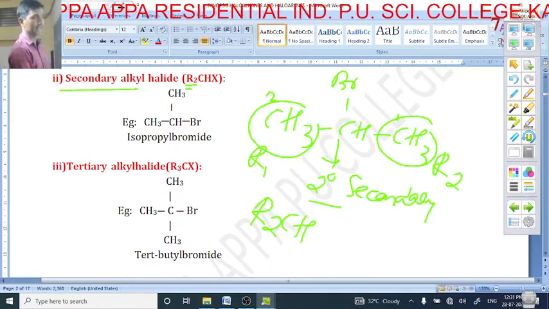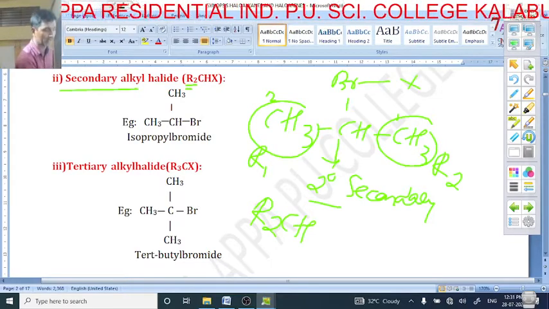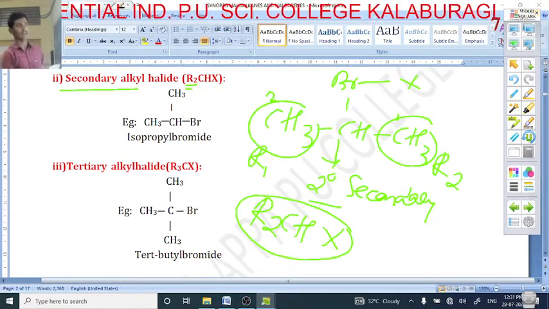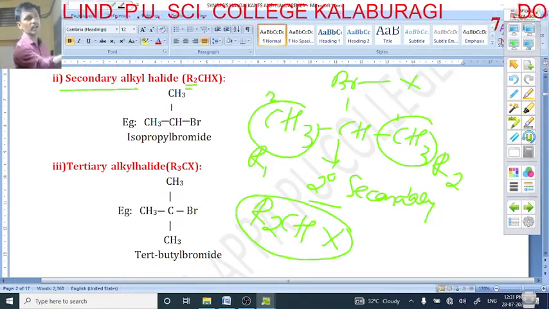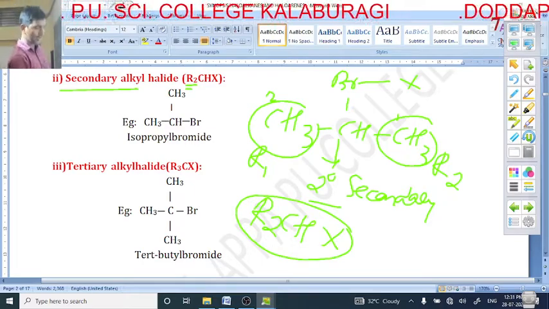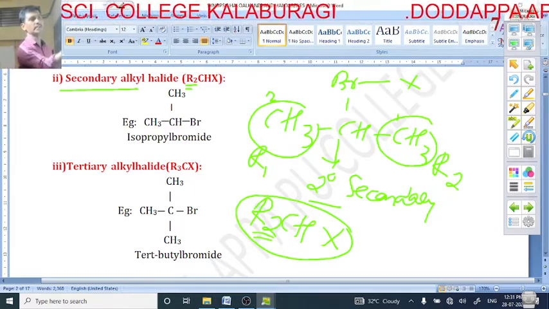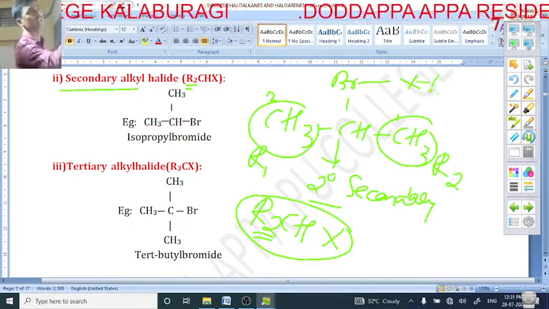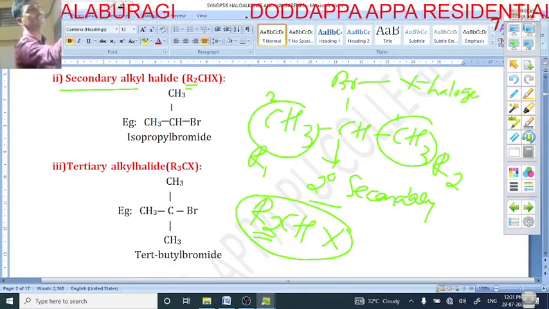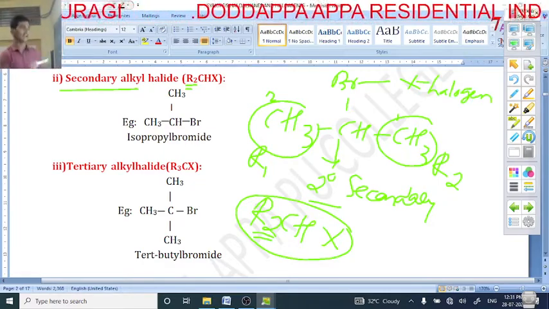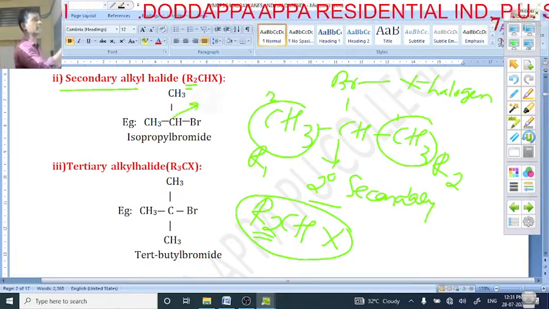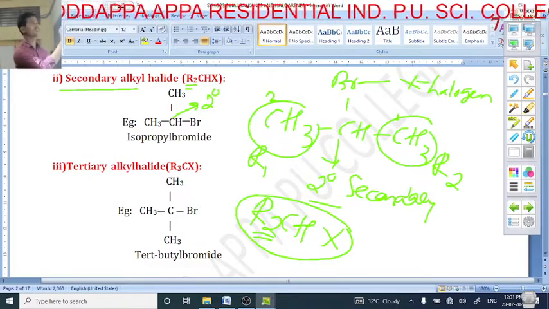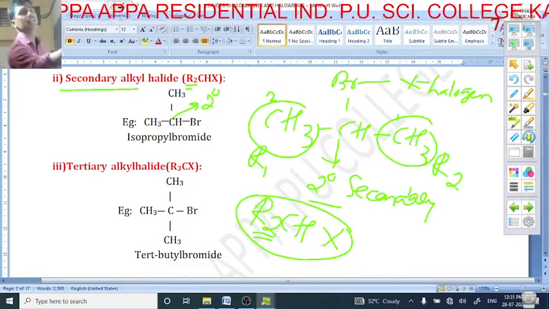This is CX and this is CH. Br is called X. This is R1, CH3 is R1, another CH3 is R2. There are 2 alkyl groups, and this Br is X. X is nothing but a halogen. So this is called secondary alkyl. This carbon is 2 degree, it indicates it is a secondary carbon. So that's why it is called secondary alkyl. And the next is tertiary alkyl halide.